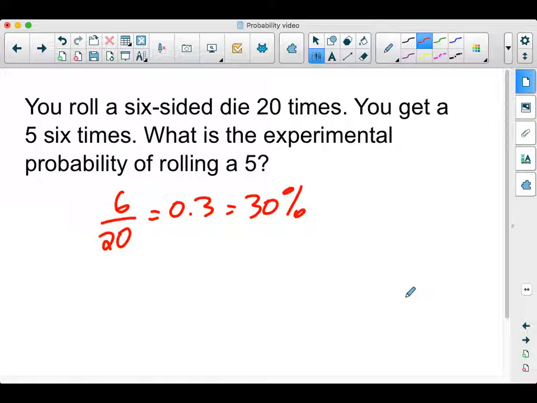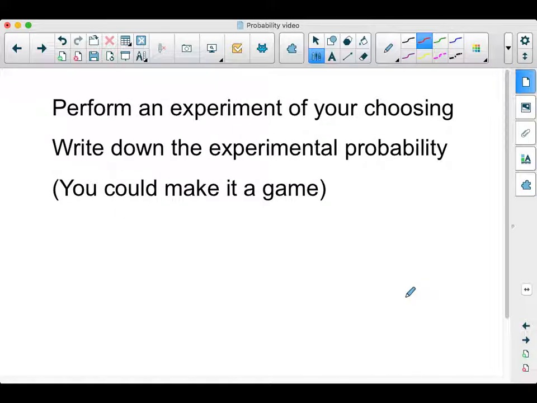So you could be asked questions based on these experiments that you might do. So that's experimental probability. I would encourage you to maybe play a game with experimental probability and just explore a little bit with that and see what you can come up with.